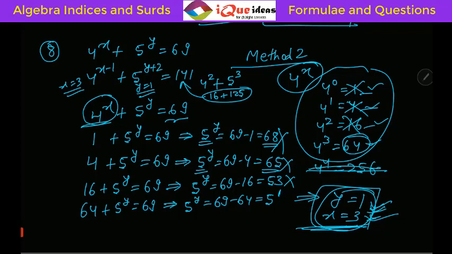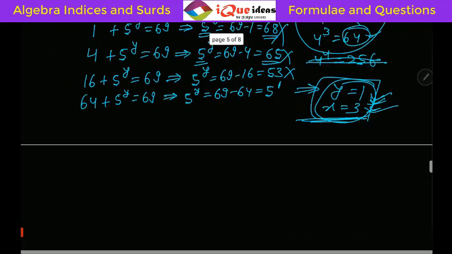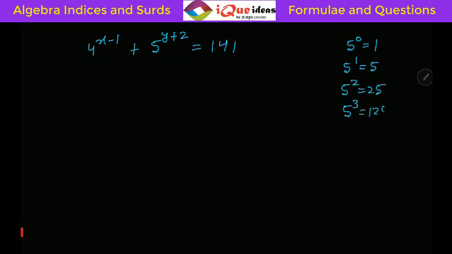Let me put it this way. If I use only the second equation, then what happens? I'll write the second equation here, 4 raised to x minus 1 plus 5 raised to y plus 2, that is equal to 141. Okay. Now here, I'll use the powers of 5. Let's see how it works. 5 raised to 0 is 1. 5 raised to 1 is 5. 5 raised to 2 is 25. 5 raised to 3 is 125. 5 raised to 4 is 625. Now please see that the addition here is 141. So 625 is higher than 141, so it won't be useful in any case.